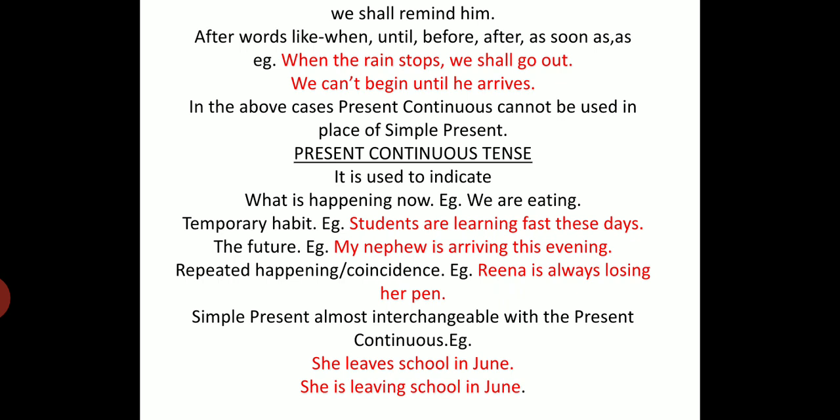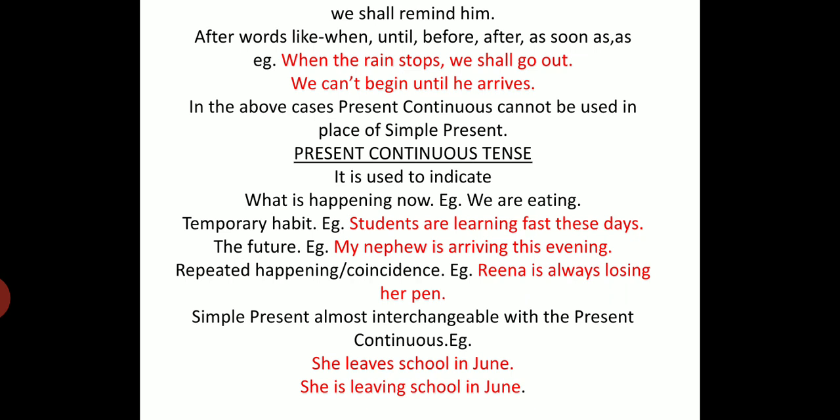After words like when, until, before, after, as soon as, and as, then too we use simple present tense. When the rain stops, we shall go out. We can't begin until he arrives. So here stops and arrives would be simple present tense. Now in the above cases, present continuous cannot be used in place of simple present tense. Don't think that you can just replace these previous examples by using present continuous. No children, you cannot.